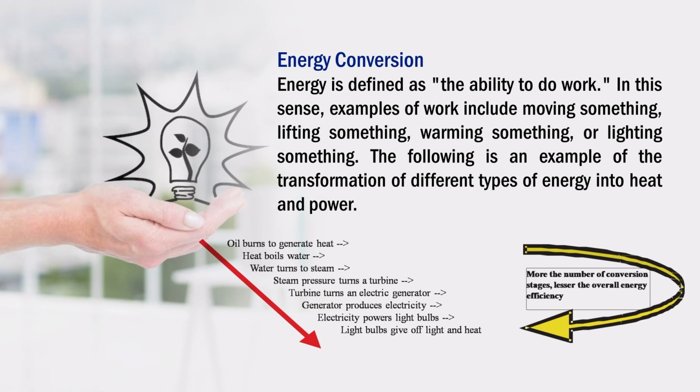Turbine turns an electric generator. Generator produces electricity. Electricity powers light bulbs. Light bulbs give off light and heat. The more the number of conversion stages, the lesser the overall energy efficiency.